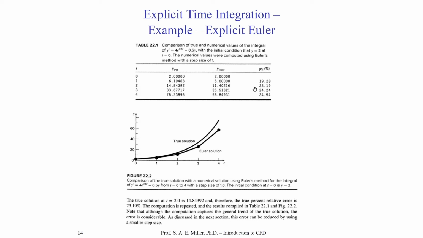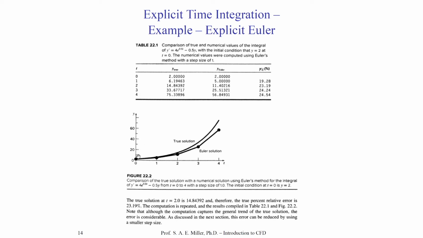If you go through the process and go to the second, third, and fourth time step, you'll see eventually the analytical solution will be 75.33, etc., and the numerical solution will only be 56. So with the explicit Euler scheme, we have tremendous error which grows in time. In fact, solutions might diverge with this approach.